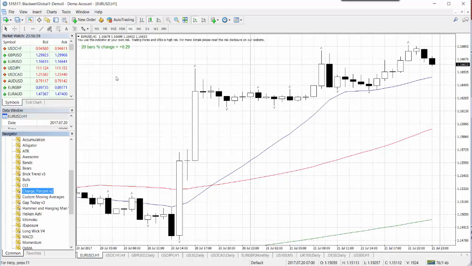So we can see that for the last 20 bars, there's only been a change of just under 0.3%, and by looking at the chart itself, you can see that euro dollar for the majority of that last day just went sideways. So it's giving you a quick bit of insight there.